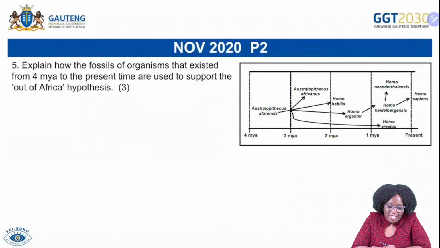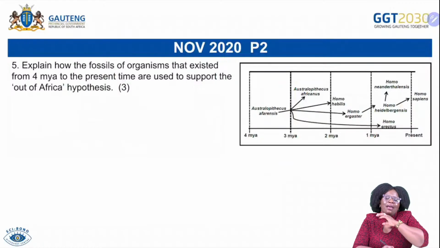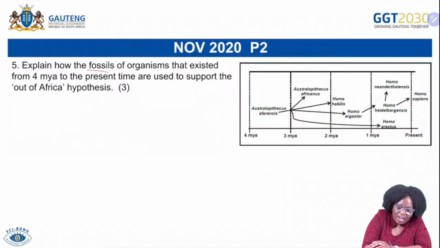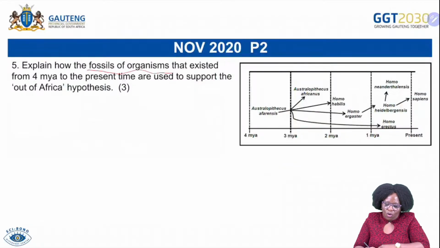Explain how the fossils of organisms that existed from 4 million years to the present time are used to support the out of Africa hypothesis. Be extra cautious when you answer this. So we are talking about the fossils of organisms that existed long ago to the present day, and how they support the out of Africa hypothesis. Let's have a look at the answer.